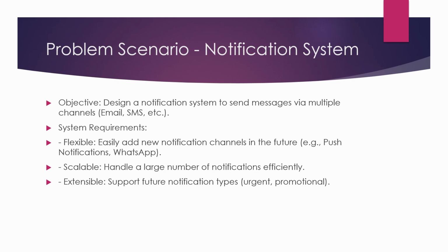Let's now move to our problem scenario, designing a notification system. The system needs to send messages through multiple channels like email and SMS. It must be flexible, scalable, and extensible, ensuring we can easily add new channels in the future. For example, if we want to add push notifications or WhatsApp, we should be able to integrate them without much hassle. The system should also handle large-scale notifications and future notification types like urgent or promotional messages.